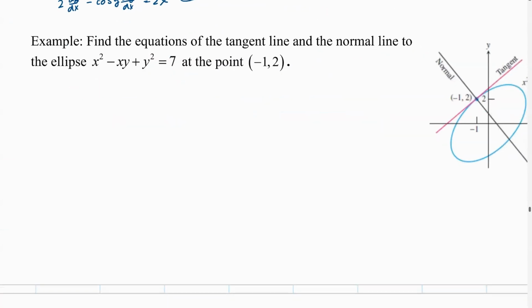All right, let's do this next problem. It looks like we're given a very peculiar version of an equation of an ellipse, and we want to find a tangent line. Remember, for a tangent line, we need a slope and a point. Well, the point is already given to us, (-1, 2). Let's see if we can find that slope. I'll take the derivative with respect to x of both sides of this equation.